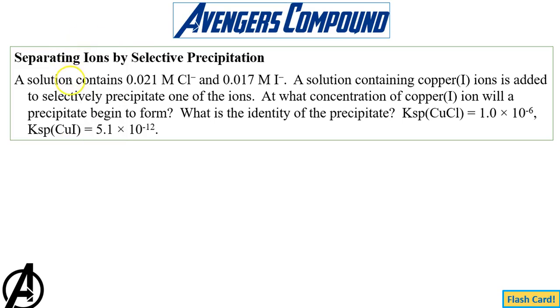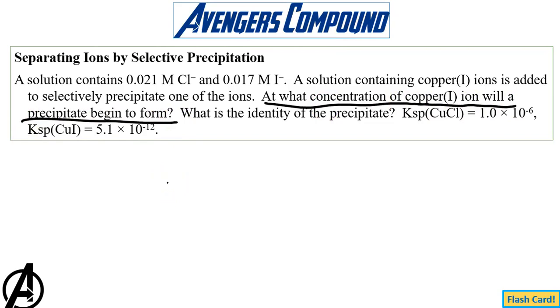Okay, we're back at the Avengers compound and we are separating ions by selective precipitation. It says a solution contains 0.021 molar of Cl- and 0.017 molar of I-. A solution containing copper-1 ions is added to selectively precipitate one of the ions. At what concentration of copper-1 ion will a precipitate begin to form? So how will we be able to answer that question?